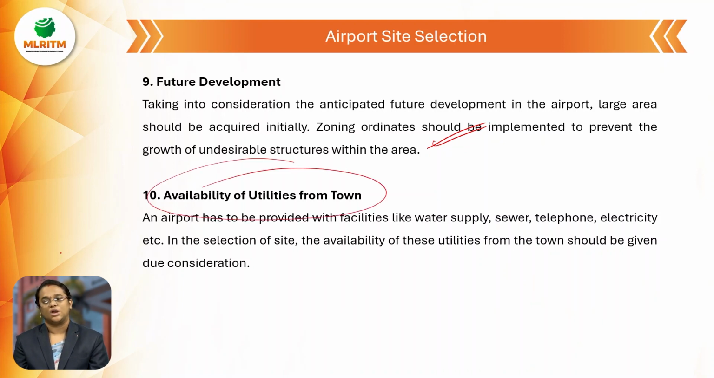In order to have a smooth run of the airport, we should have facilities like electricity lines, water pipelines, and other things. Utilities like telephones, sewer, water supply, and electricity should all be properly provided for the airport, running from the main city. So these are the factors that we have to majorly consider for airport site selection.